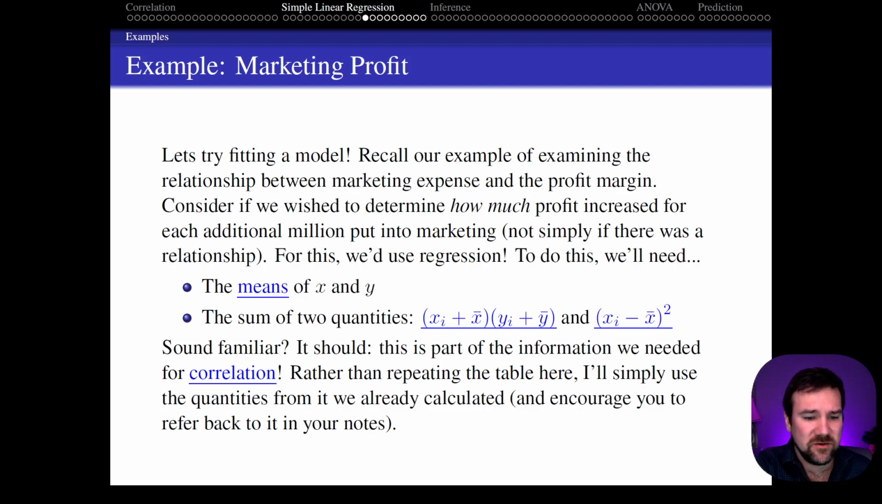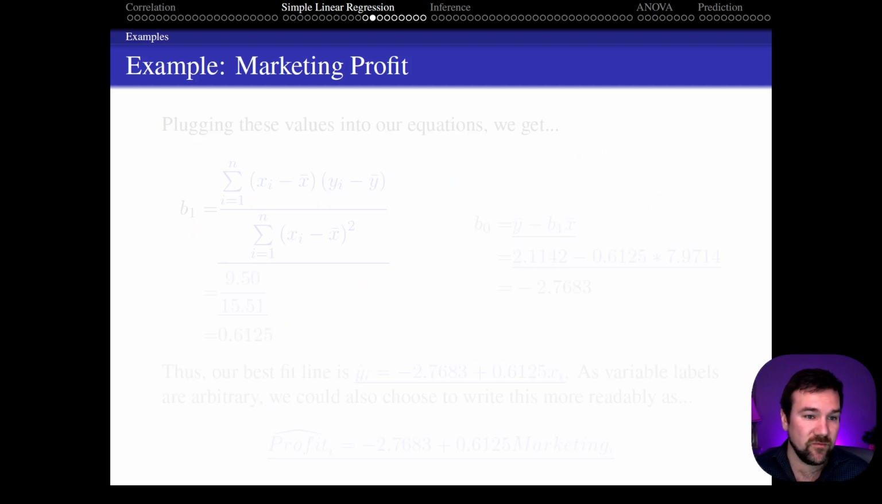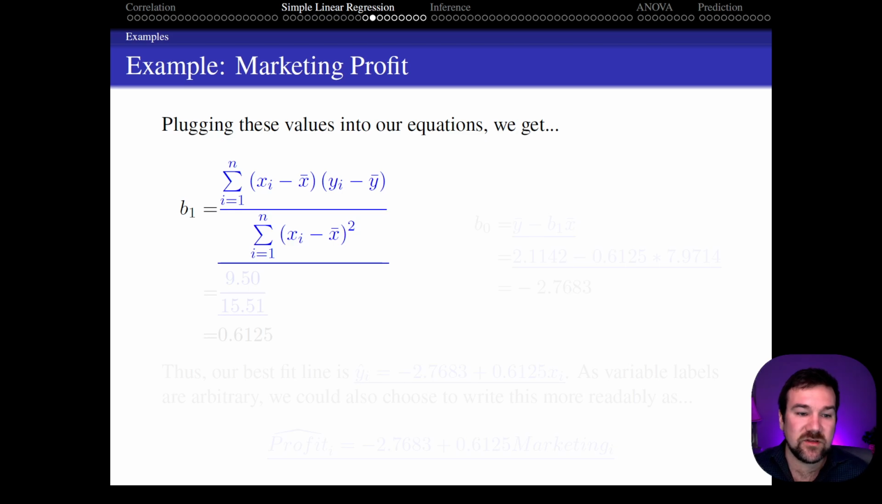And this should sound familiar. Clearly, this is very, very close to what we had for correlation. And again, rather than doing the table here, I'm just going to use what we already found. And we already found both of these quantities when doing the correlation. If you want to see how I did that, please feel free to go back and check out those previous videos, and you can see where this came from. But for me, again, I'm just going to pull the sum of x minus x bar times y minus y bar, and the sum of x minus x bar quantity squared. Two things that I found in that previous table in the correlation section.